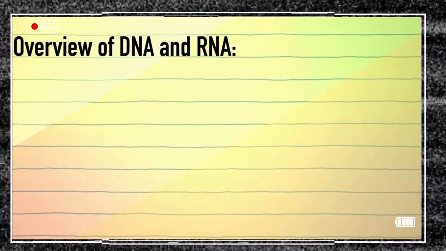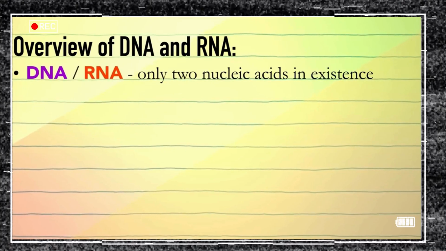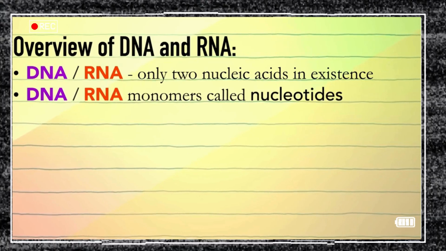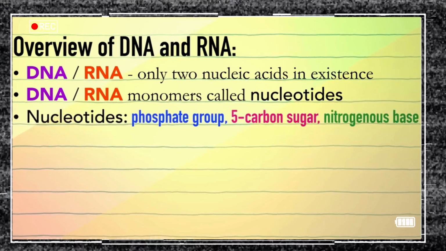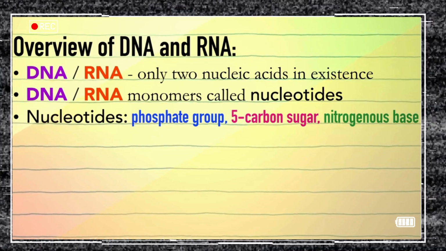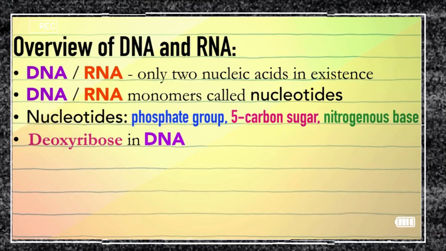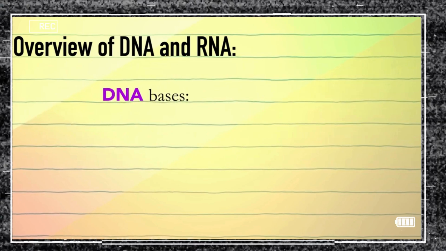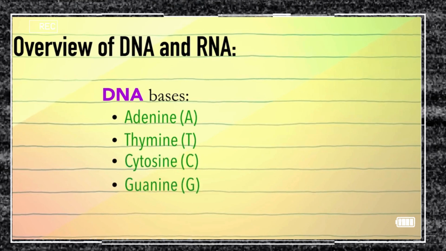To sum up, DNA and RNA are the only 2 nucleic acids that exist. Both DNA and RNA are built from nucleic acid monomers called nucleotides. Nucleotides always contain a phosphate group, a 5-carbon sugar, and a nitrogenous base. Deoxyribose is the sugar in DNA, and ribose is the sugar in RNA. The nitrogenous bases in DNA are adenine, thymine, cytosine, and guanine.